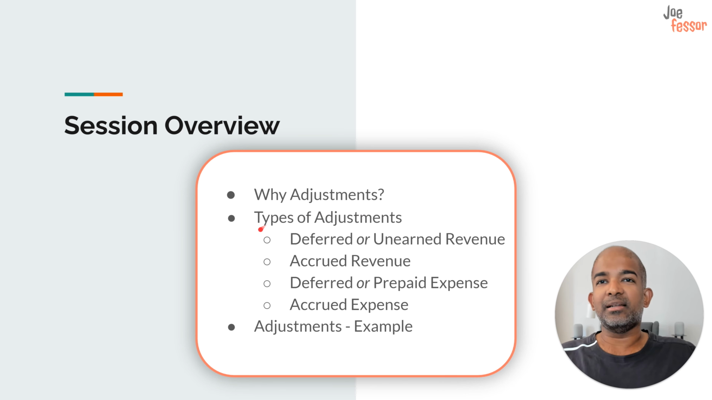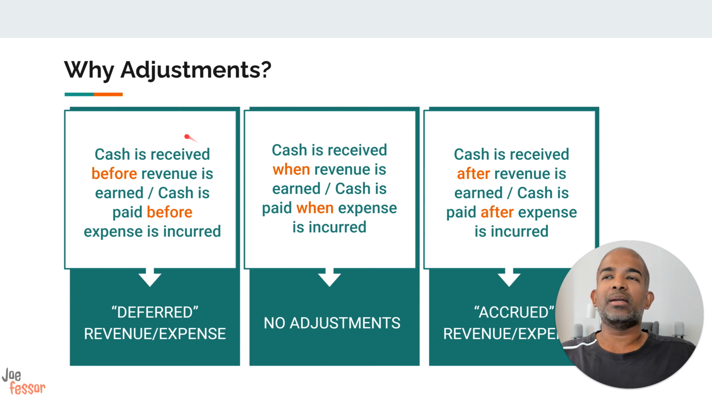In this session, we'll start by looking at why adjustments are necessary and why they are made. And then we'll look at the different types of adjustments, namely deferred or unearned revenue, accrued revenue, deferred or prepaid expenses, and accrued expenses. Finally, we'll look at these 4 categories using an example.